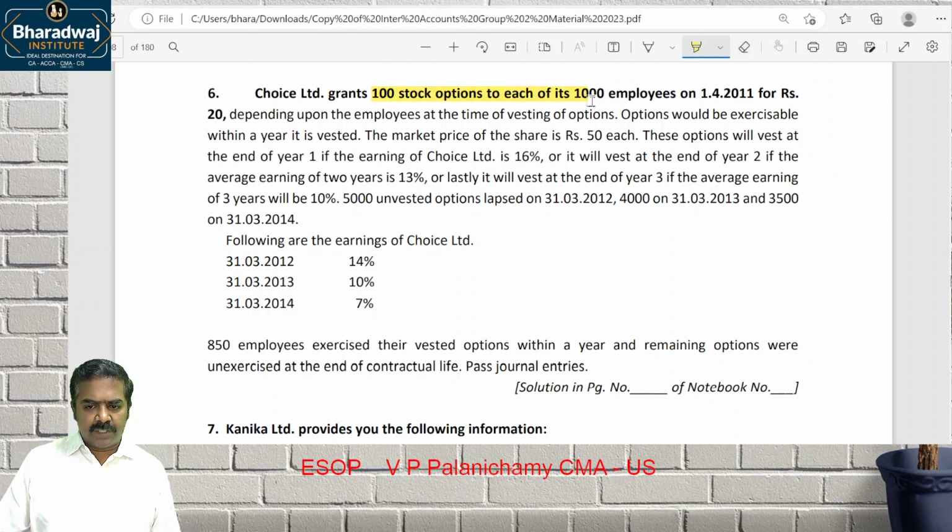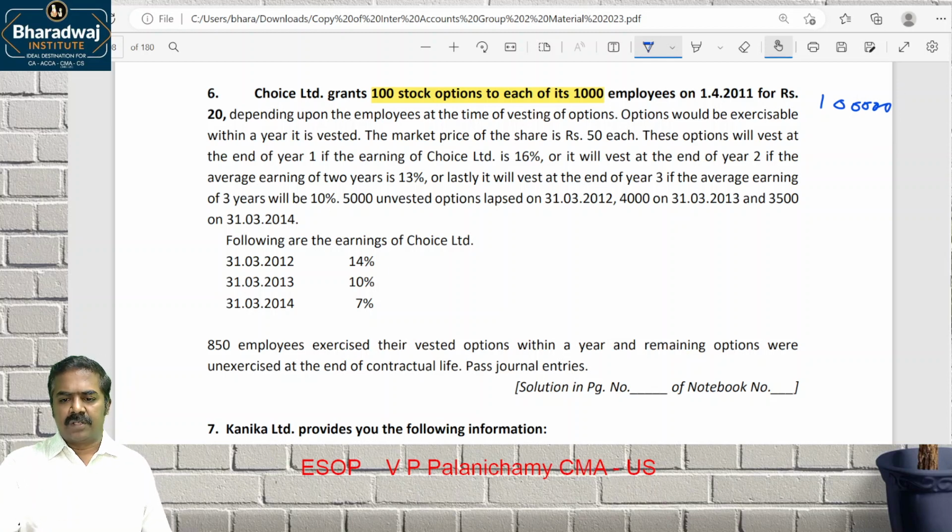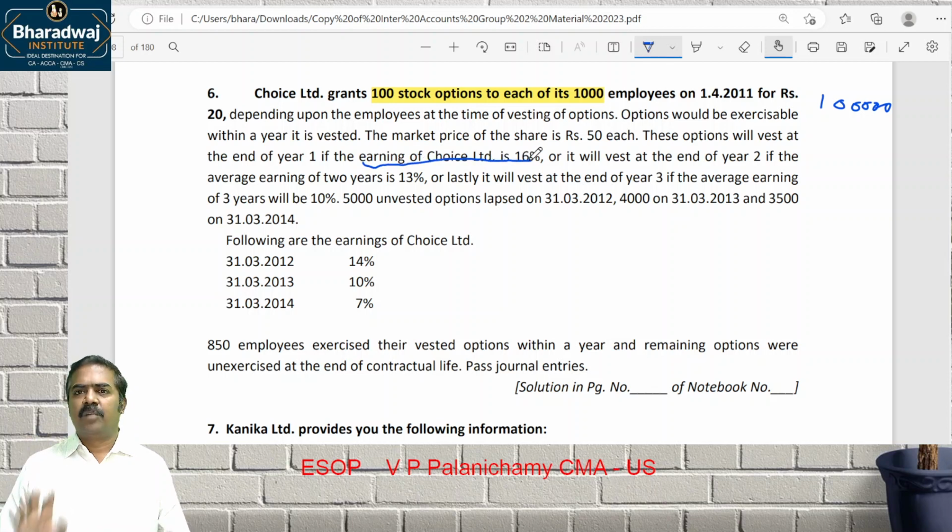So 100 stock options for 1000 employees. Initially, how many stock options will there be? 1000 into 100 will be what? 1 lakh stock options. Options will be exercisable within a year if they are vested. You can exercise it within a year if it is vested. The market price of the share is 50. The option at the end of the first year is exercisable if the earnings of the company are how much percentage? 16%. In the first year you can buy the share provided the earnings of the company are 16%.